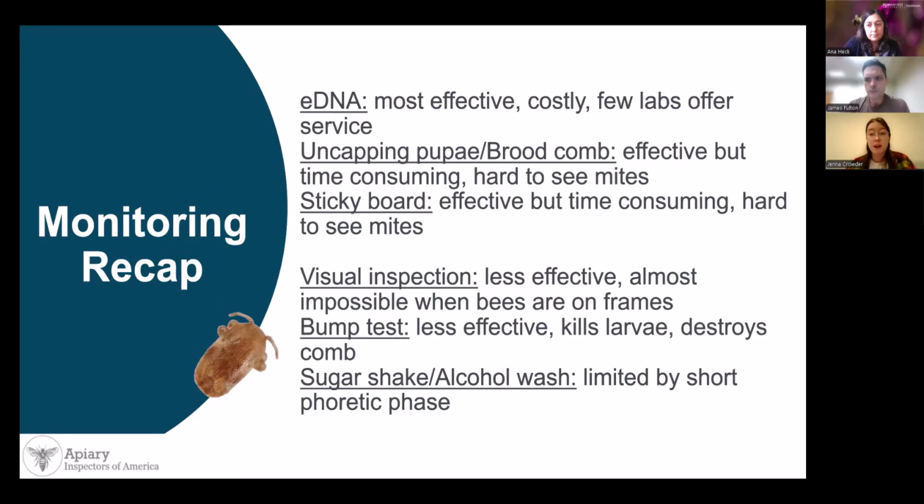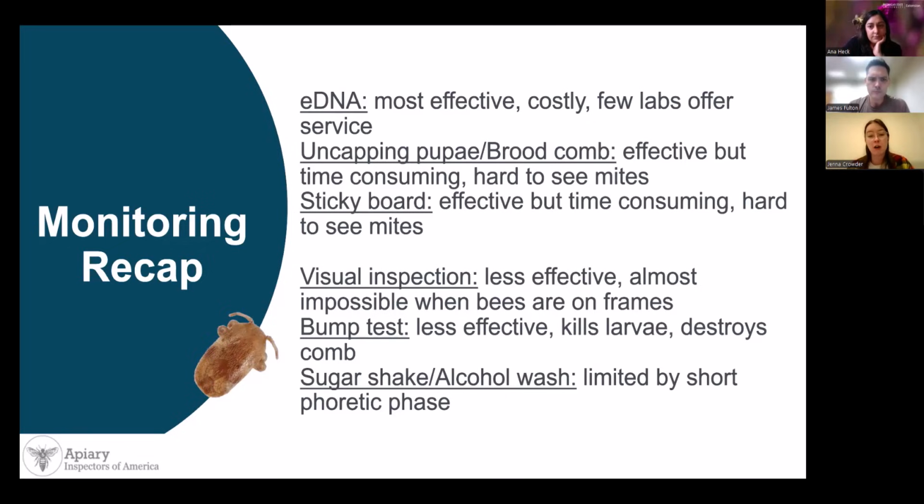Sticky board is nice because it's more of a passive monitoring method, but it is, again, time consuming and, once again, difficult to see these mites. Visual inspection of the frames themselves, unless you have a really trained eye, it's going to be difficult to see those mites. And when bees are on the frames, it is nigh impossible to see these mites underneath the bees themselves. The bump test, slightly less effective, and it can damage the comb and the larva.